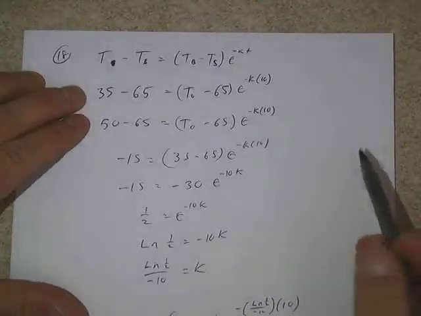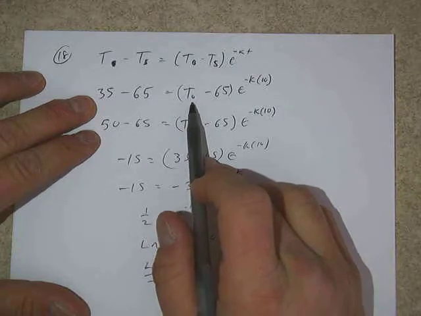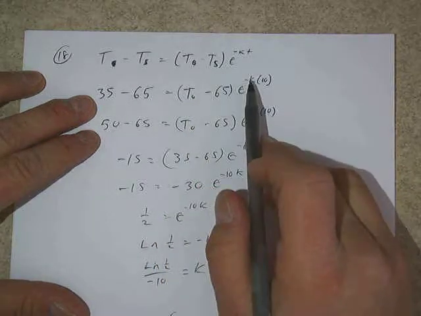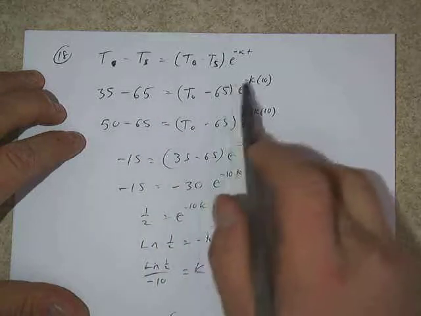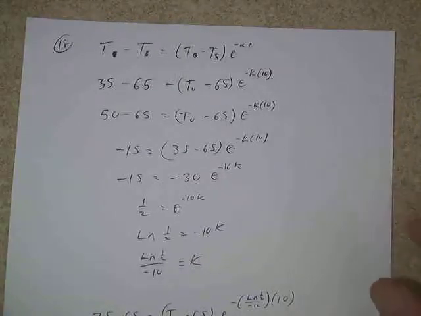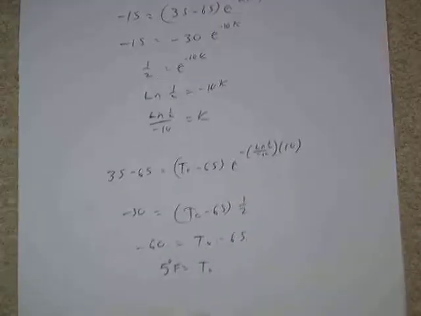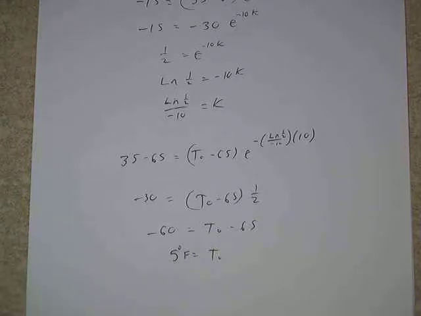And does it make common sense to be 5? It should be less than 35, right? Then again, to check this, could we go back to our original? Just for argument's sake, if we go back to our original and we put in our 5 here for our initial temperature, and we put in the K we found, it should be true that this side and this side are equal, shouldn't it? Yeah. Okay. So again, calculator problem, pretty easy to check too. So therefore our initial temperature would be 5 degrees Fahrenheit in this case. Questions on any part of that one?